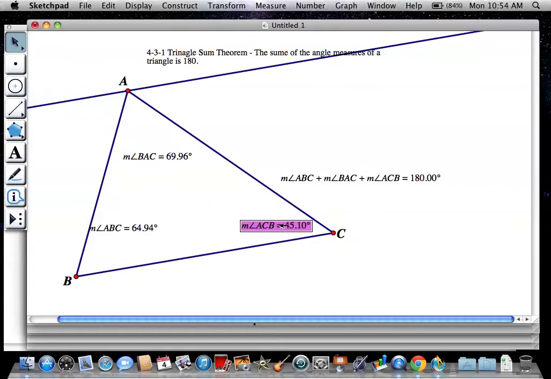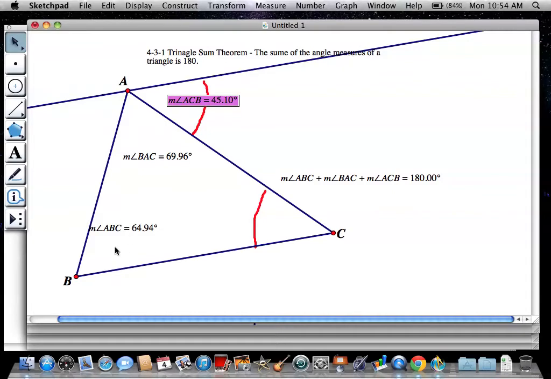Now, if you look, I have this angle here, angle ACB, is 45.10. Well, this angle here and this angle here, if you notice, are alternate interior angles. So therefore, they're congruent. So if I take this angle measure and put it here, then they're the same. They're the exact same. They're congruent.